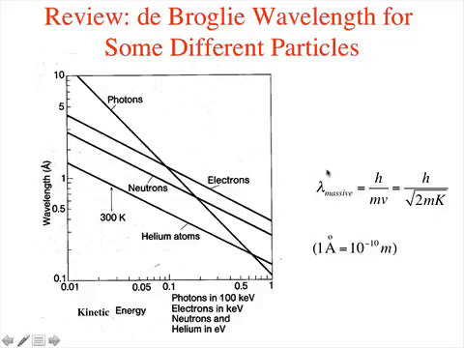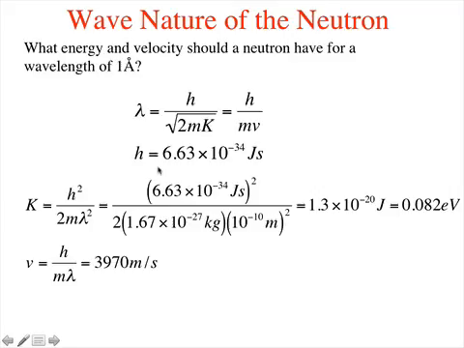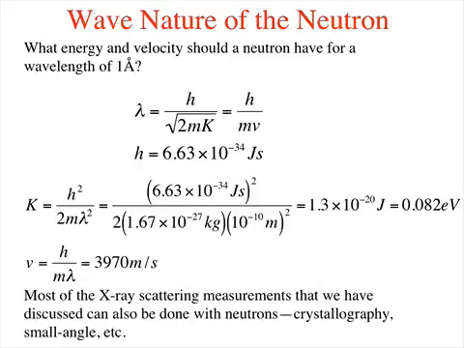For non-relativistic particles, we can relate the wavelength to the kinetic energy. Here's the curve for neutrons, and so for about an angstrom, that's easily achievable. In fact, what kind of number do we want? If we wanted a wavelength of about an angstrom, suitable for crystallography, you plug in h over the square root of 2mK, and you get something like a tenth of an electron volt, or equivalently about 4,000 meters per second. Those are easily achievable. So it's not too hard to get a neutron in the right range for diffraction.